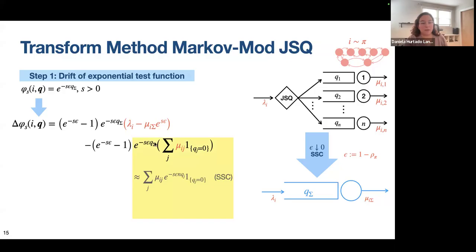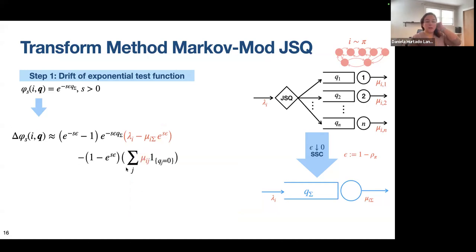State space collapse tells me all the queues are approximately equal. So the sum of queue lengths can be approximated by n times the individual queue length. And then we're very familiar with this object, right? The product of these two is just the indicator. So I get rid of that term, and I pay a small price, which will become an order epsilon squared term. Okay, so that's easy. Are we ready to take the expectation?